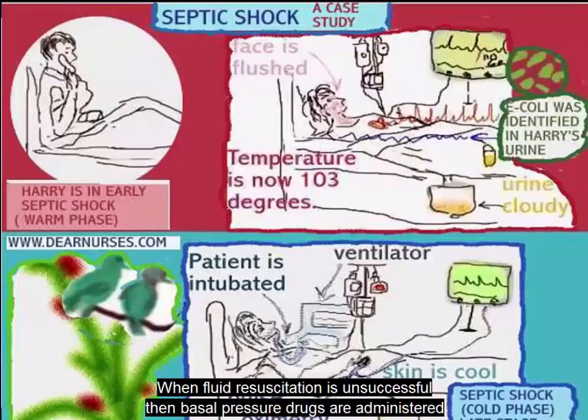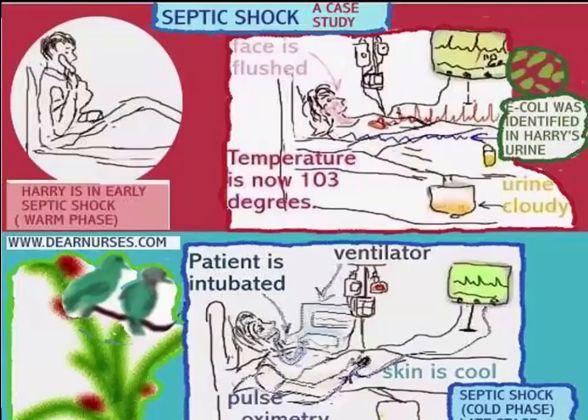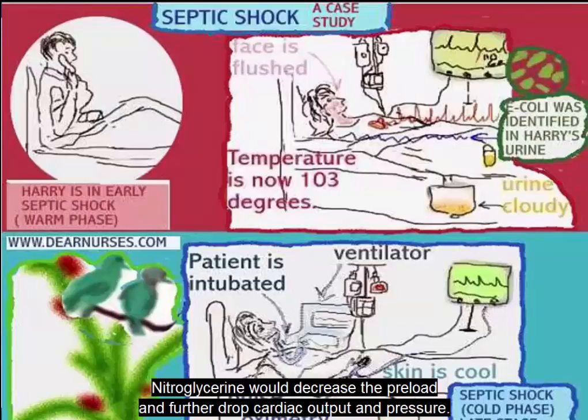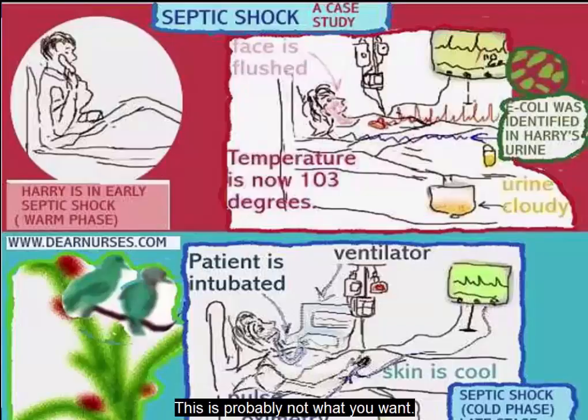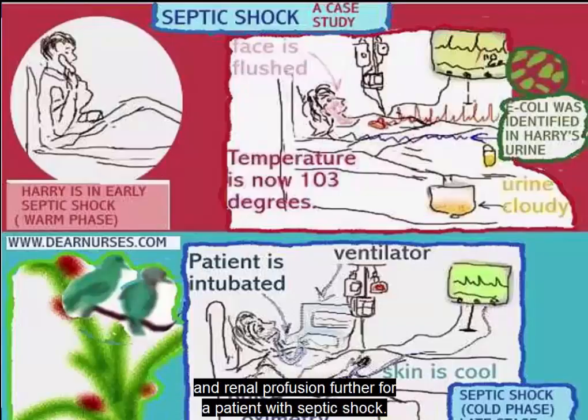When fluid resuscitation is unsuccessful, then vasopressor drugs are administered to increase the systemic vascular resistance and improve tissue perfusion. What about nitroglycerin? Nitroglycerin would decrease the preload and further drop cardiac output and blood pressure. This is probably not what you want. What about furosemide? Furosemide will lower the filling pressures and renal perfusion further for a patient with septic shock.